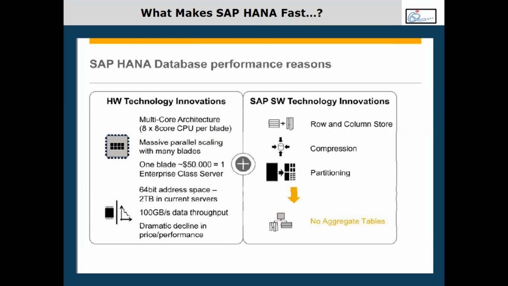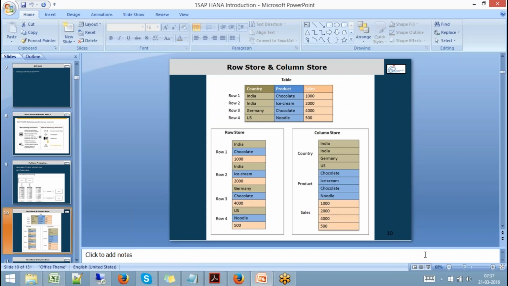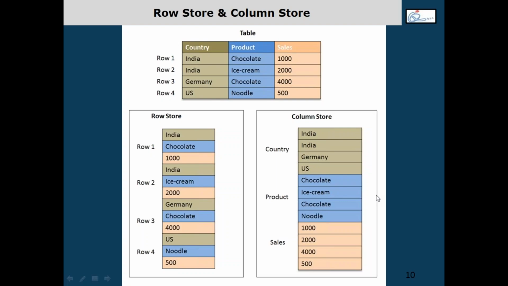Okay, so that was from the hardware. Then it is software innovations, row store and column store. Very, very important.